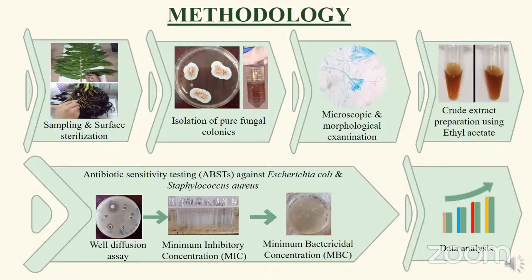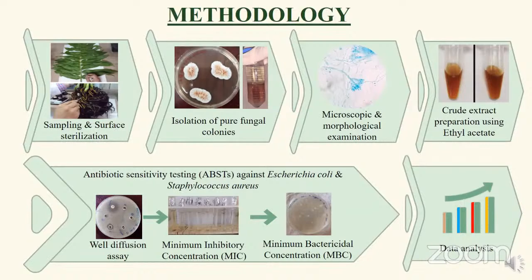The broth cultures were filtered and subjected to solvent extraction using ethyl acetate. The extracts were dissolved in dimethyl sulfoxide and stored at -4 degrees Celsius for antibiotic sensitivity tests such as well diffusion, minimum inhibitory concentration and minimum bactericidal concentration against Escherichia coli and Staphylococcus aureus. In these tests, gentamicin was used as the positive control, while autoclaved distilled water was used as the negative control.